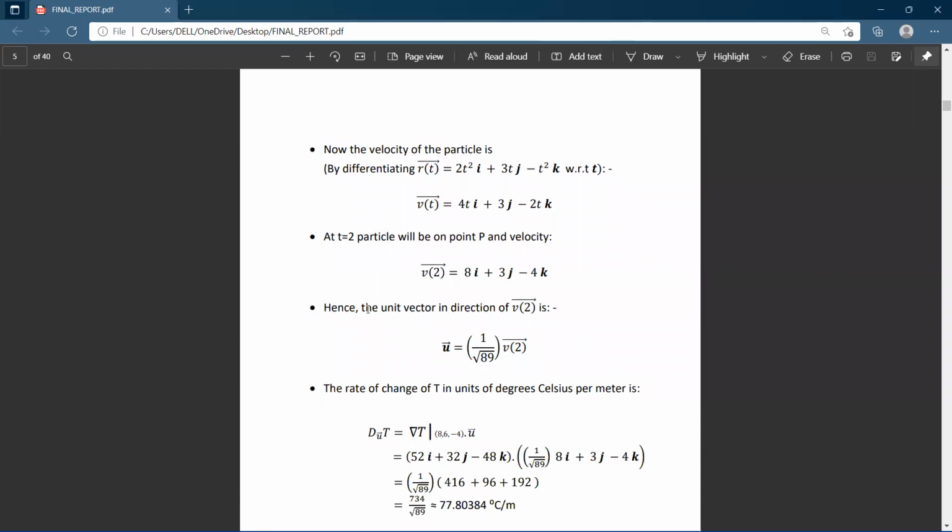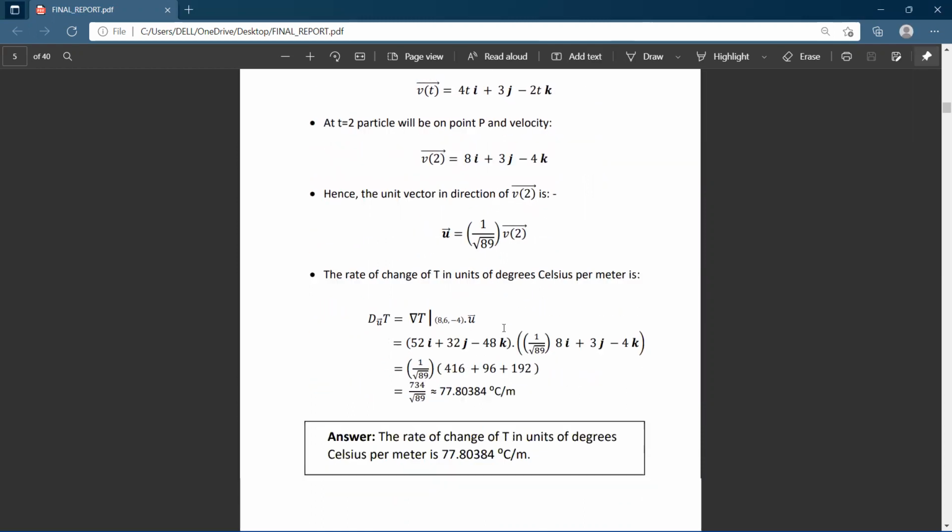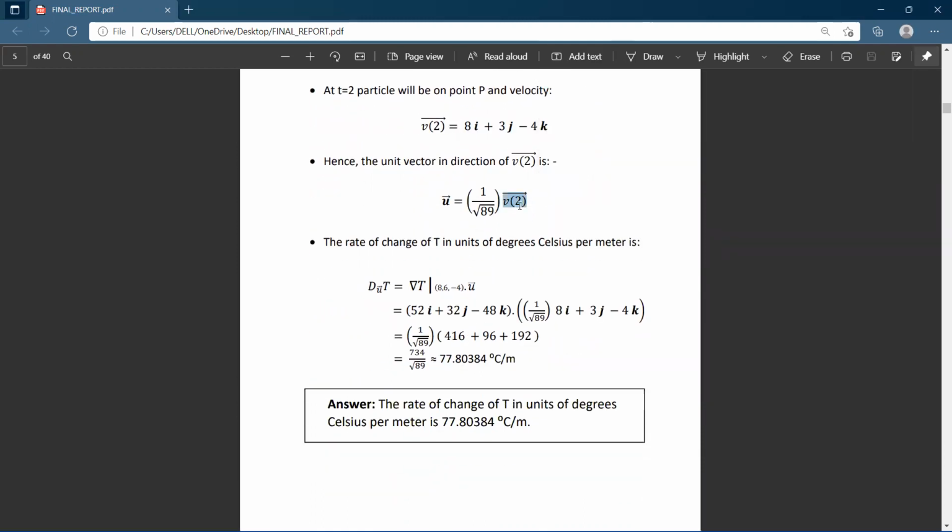Now we have to find the unit vector in the direction of that velocity vector. So I have to find vector u, which is the unit vector in the direction of the velocity vector. This is the velocity vector, and divide it by its modulus. After that, I find the directional derivative of T in the direction of u. So I am taking the dot product of gradient T and u, and I simplify that value. So I get approximately the answer 77.80384 degrees Celsius per minute.